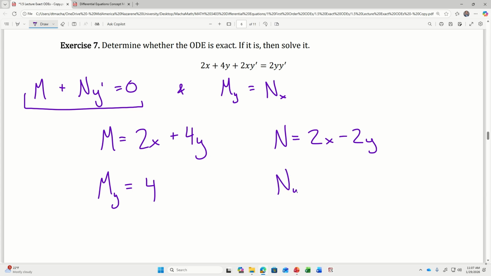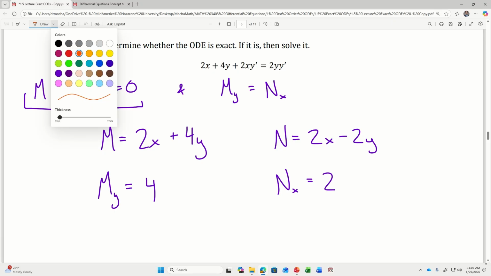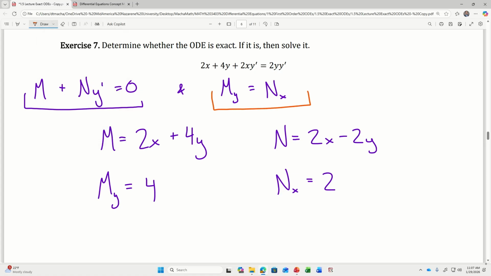The partial of N with respect to x is what? 2. So is this an exact ODE? I would need this to be equal to this, and so this is not exact.